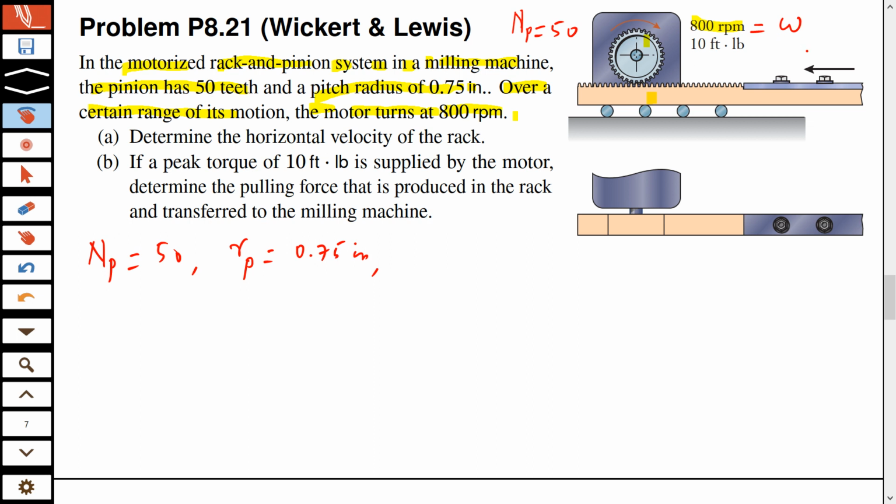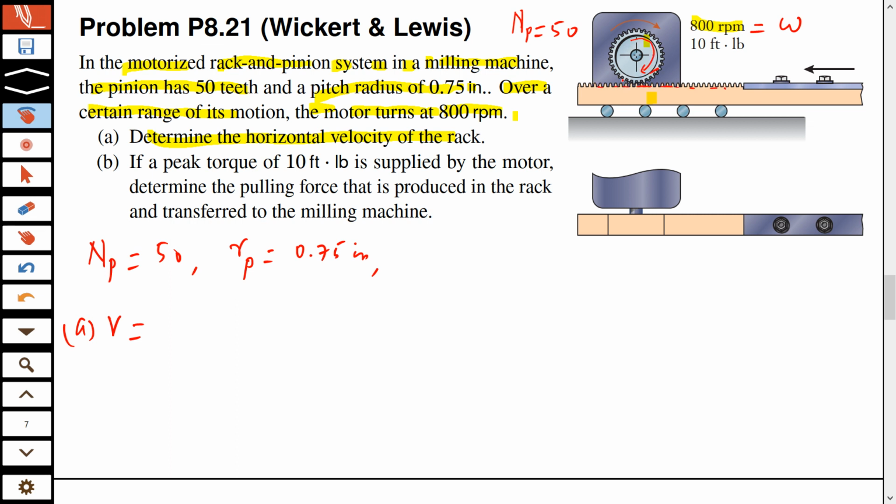You can call it omega motor or just call it omega if you don't need omega elsewhere. So determine the horizontal velocity of the rack. Okay, so we want to find the horizontal velocity of the rack, V. Now remember, this pinion gear must mesh with this rack.